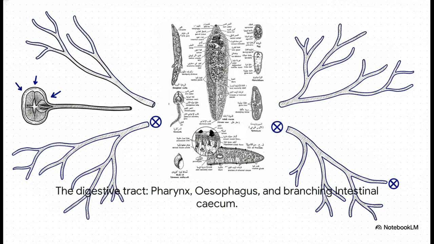Now, let's trace the path of food. It starts at the mouth, inside that oral sucker. A muscular pharynx sucks the food in, it passes through a short tube called the esophagus, and then it splits into two large branching tubes. One thing to notice is that there's no anus. It's what we call a blind gut.